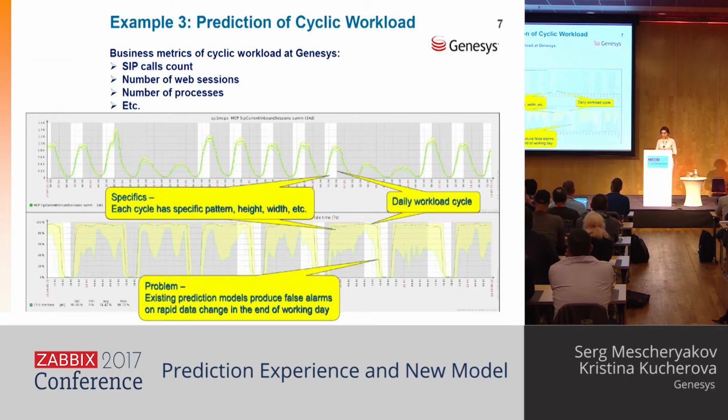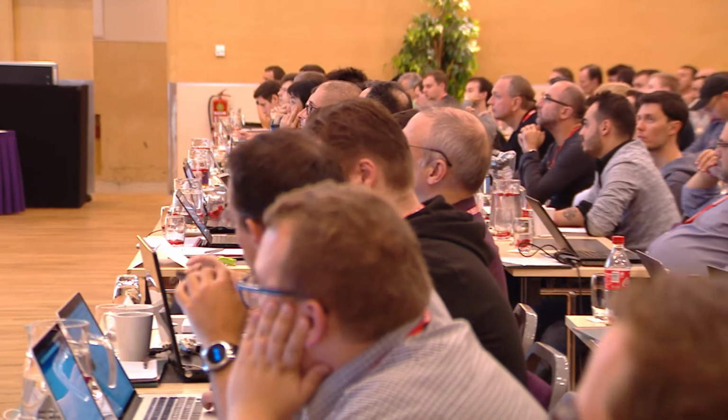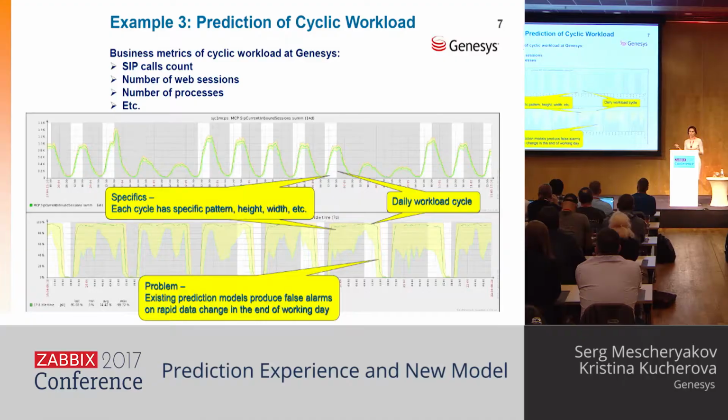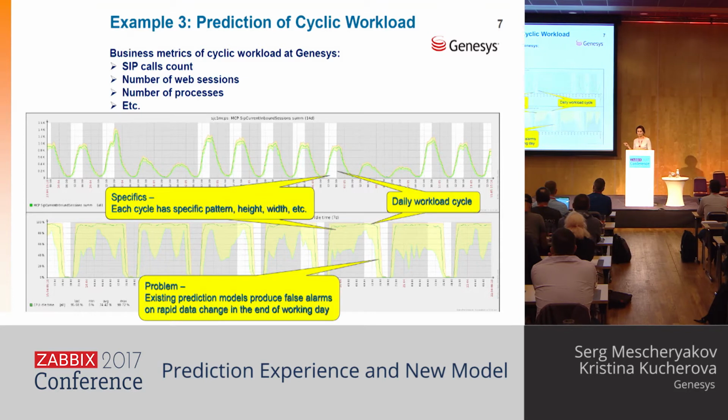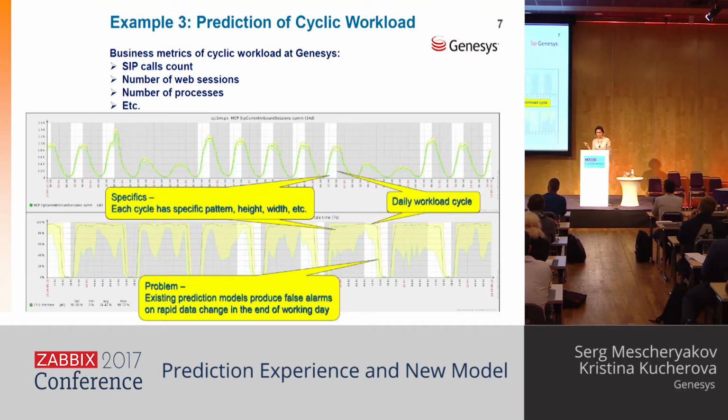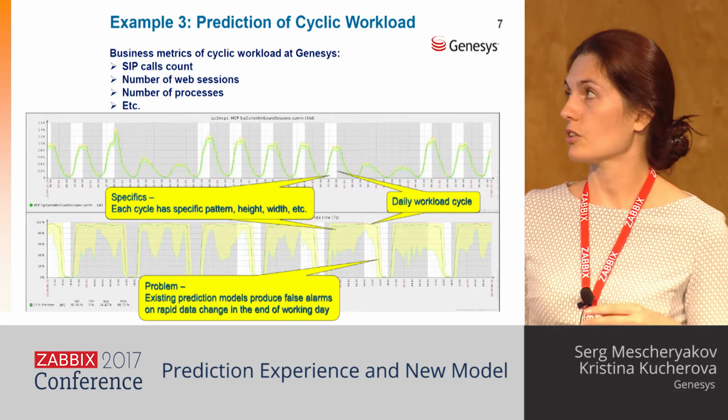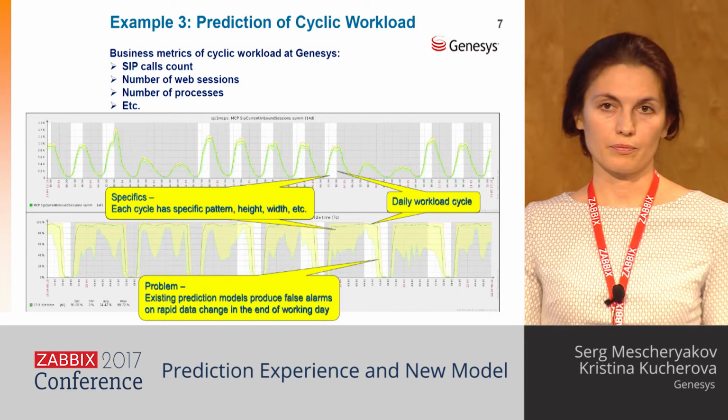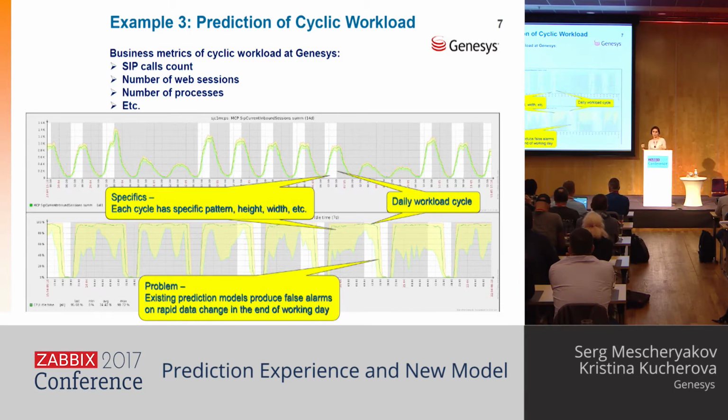The last example is about cyclic workloads. Cyclic workloads come from the monitoring of business metrics. For example, this is the amount of IP calls. You can see that during the working days we have a big amount of IP calls, and during the weekend it is much less.